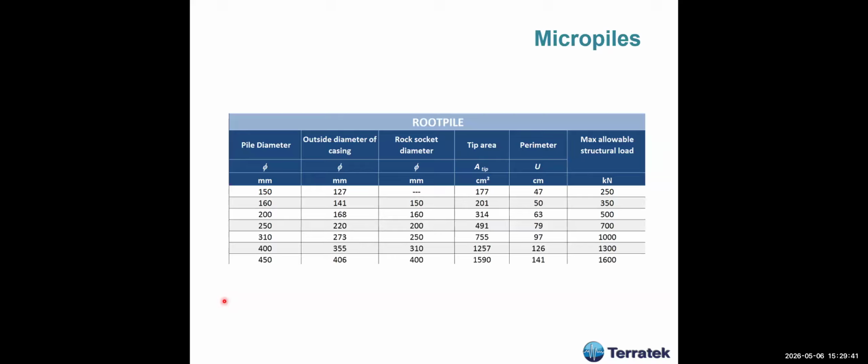So that's it. You drill, you install the reinforcements, and you can grout as well. So these are typical pile diameters, usually from 100 to 450 millimeters. Most of the piles I have done in the past are 300, 400 millimeters in diameter, okay? And this is the maximum allowed structural load, usually 1,000 or 300 kilonewtons. Usually these are the sort of load capacity I use for these piles.